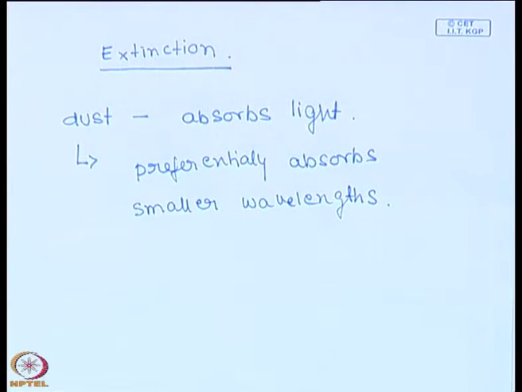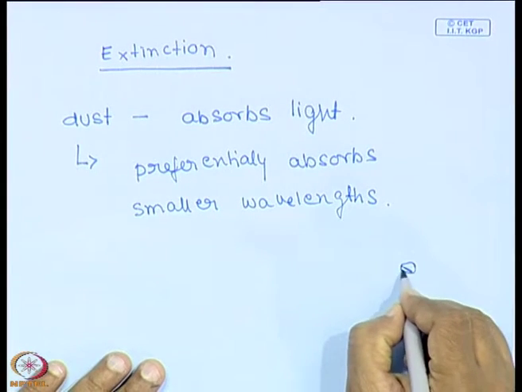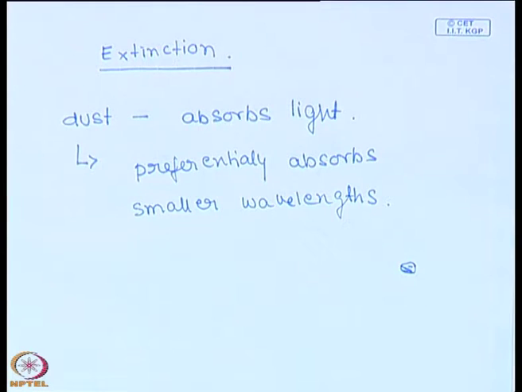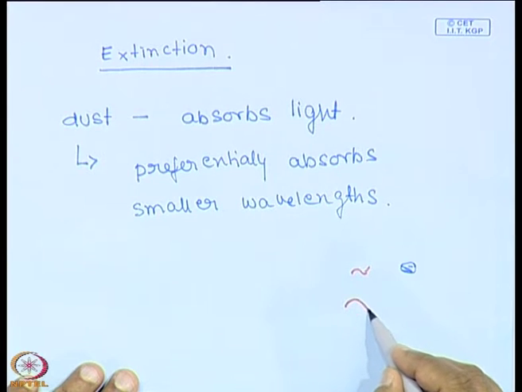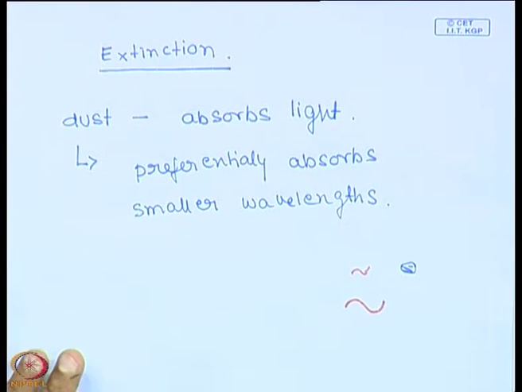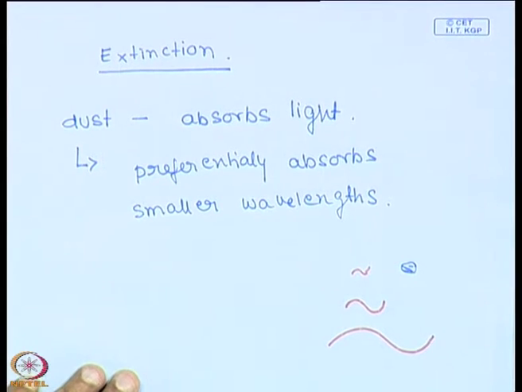So, this process is more efficient in absorbing radiation of smaller wavelength as compared to that of larger wavelengths. This has to do with the size of the dust grains. If the dust grains have a size like this, it will be more efficient in absorbing radiation whose wavelength is smaller than this than it is in absorbing wavelength which is larger, and wavelengths which are much larger than this will just pass through. They will not even notice that the dust is there.